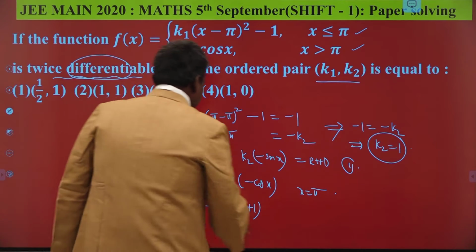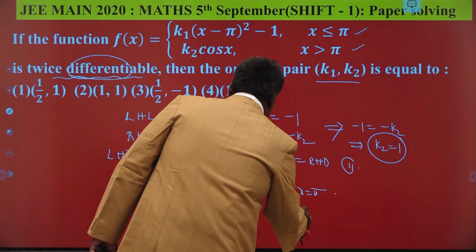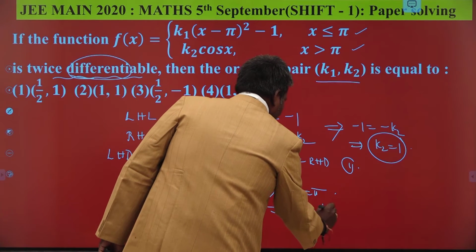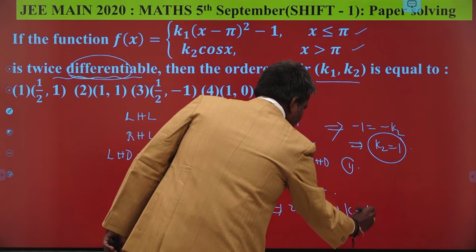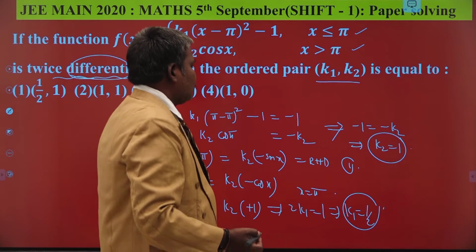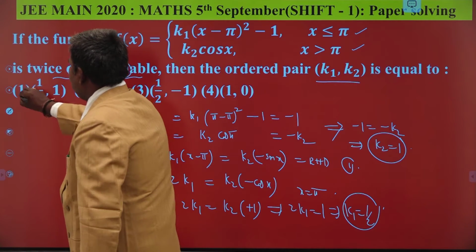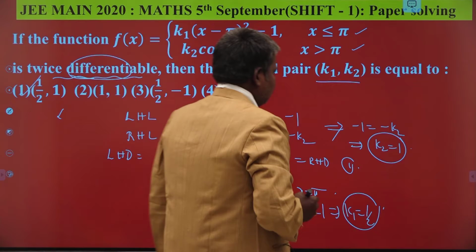The value of k2 is what now? k2 is equal to 1. This implies 2k1 is equal to 1, which implies k1 is equal to 1 by 2. Therefore, the values of k1 comma k2 are 1 by 2 comma 1. So, the option is the first option, 1 by 2 comma 1, the correct option.